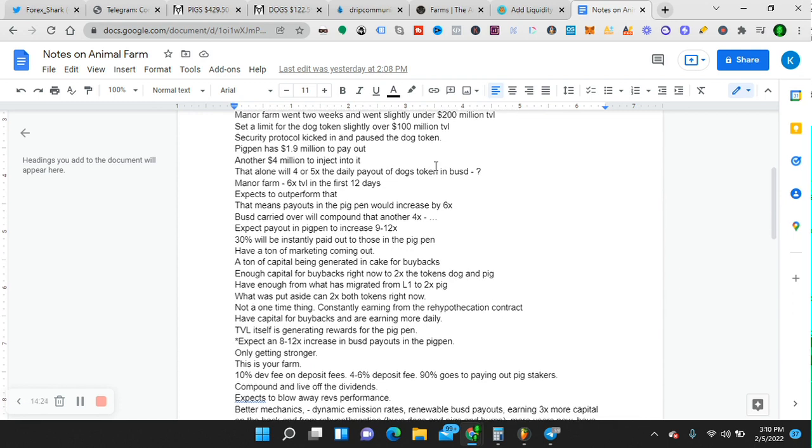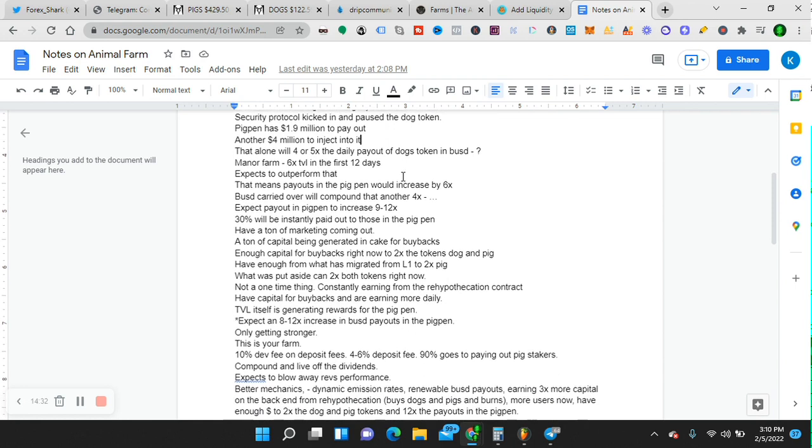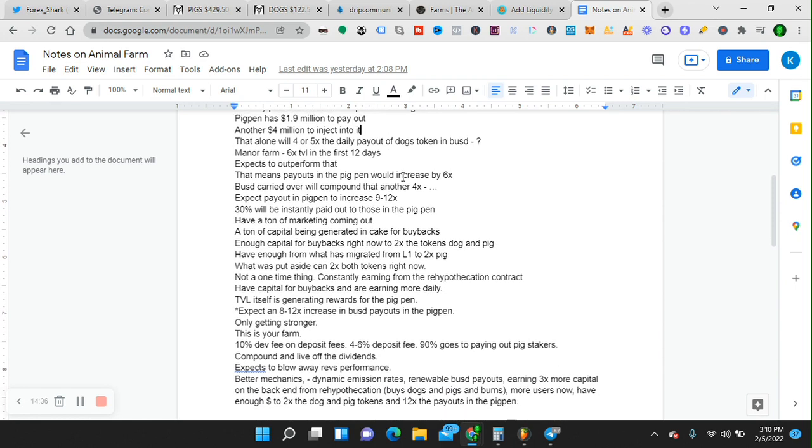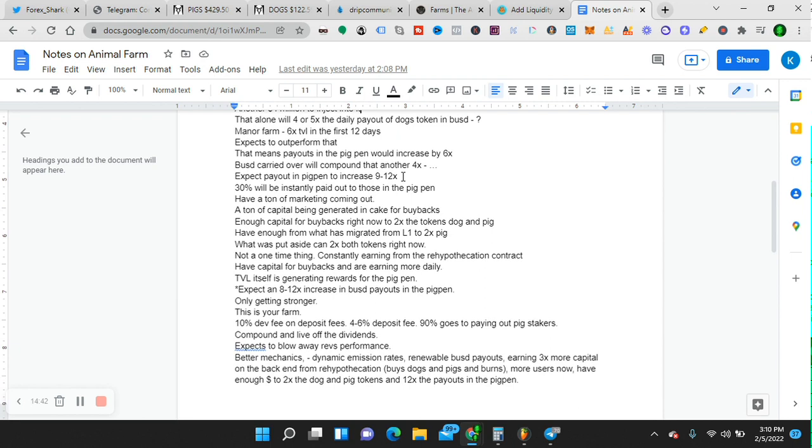So look at this. He set a limit for the dog token slightly over 100 million TVL. Security protocol kicked in and paused the dog token. That's what happened. That was some of the issues yesterday with the contracts being paused and all. Pigpen has 1.9 million to pay out, another 4 million to inject into it. That alone will 4 or 5x the daily payout of dog tokens in BUSD.